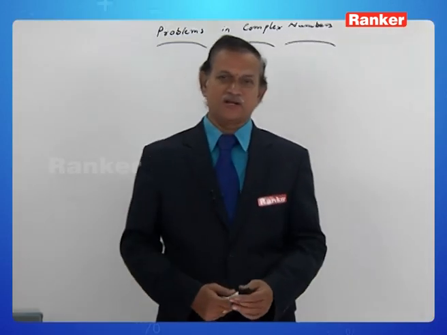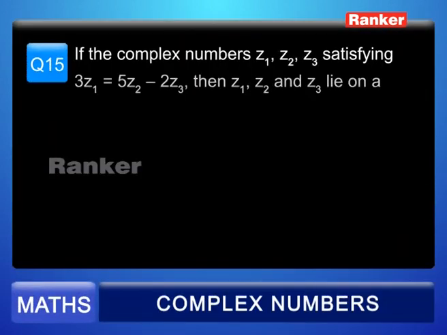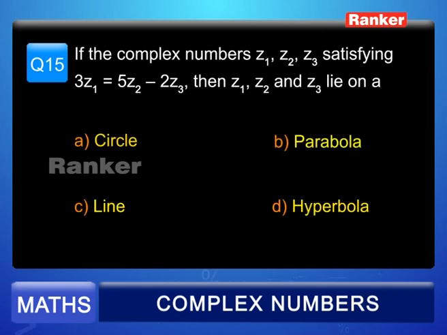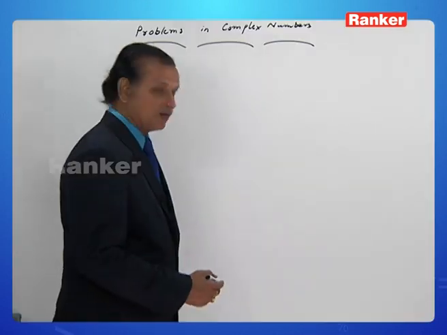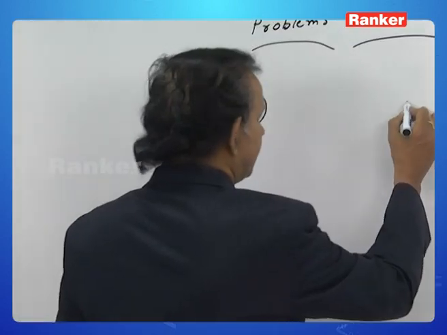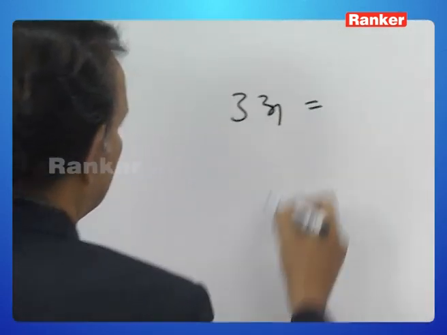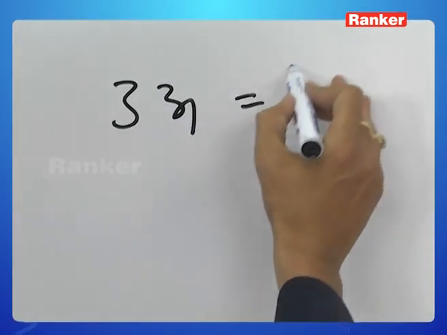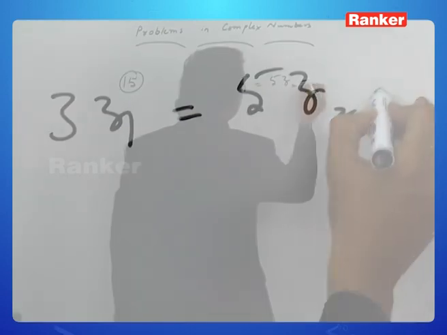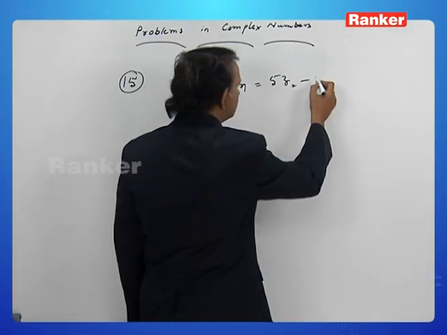The next question before us is question number 15. If three complex numbers Z1, Z2 and Z3 satisfy 3Z1 is equal to 5Z2 minus 2Z3, then Z1, Z2, Z3 lie on a circle, a parabola, a line or a hyperbola. What is given actually? 3Z1 is equal to 5Z2 minus 2Z3.